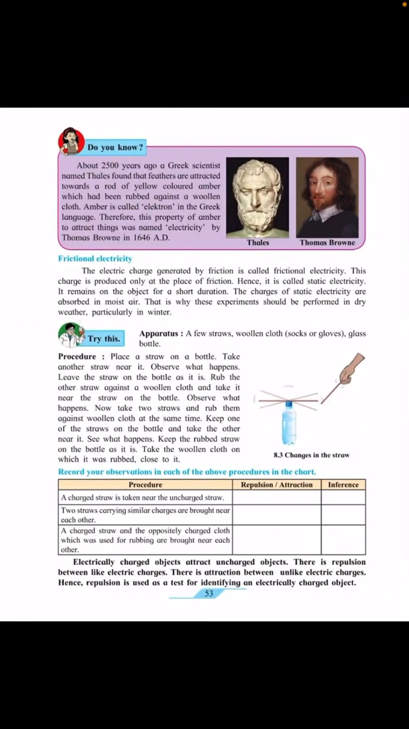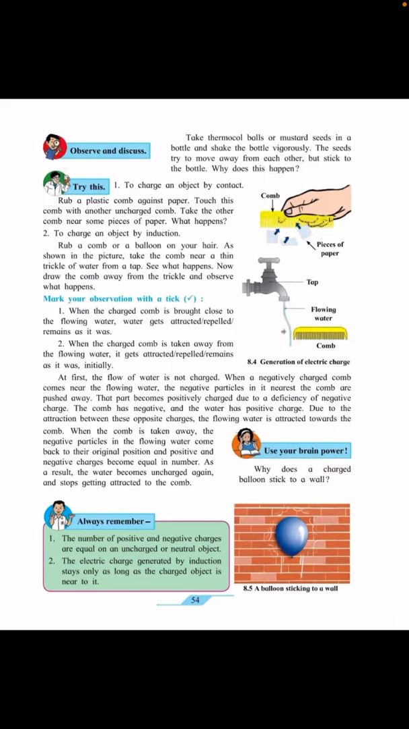Now on the next page, the concept of frictional electricity. What do you mean by that? The frictional electricity, let's understand that. So learn it. Then the table below is given on this page, so that also you should know. And the last 3-4 lines: electrically charged objects attract uncharged objects. There's a repulsion between like electric charges. There's an attraction between unlike electric charges. Hence, repulsion is used as a test for identifying an electrically charged object. So these lines are important. You should know them. So read and read and read.